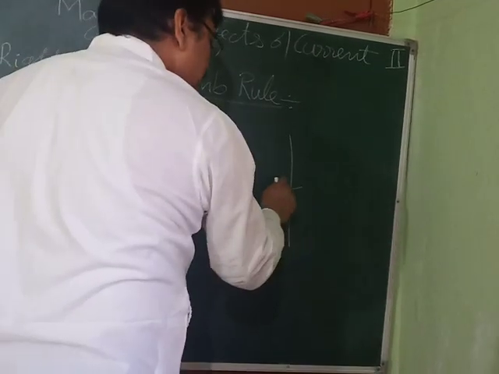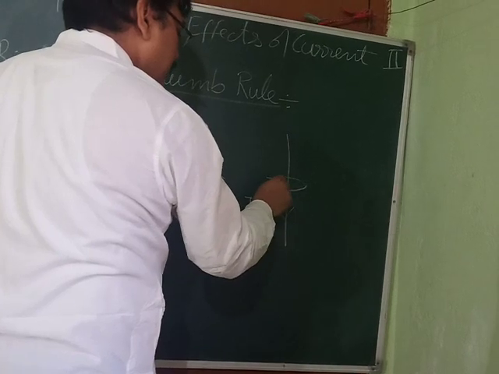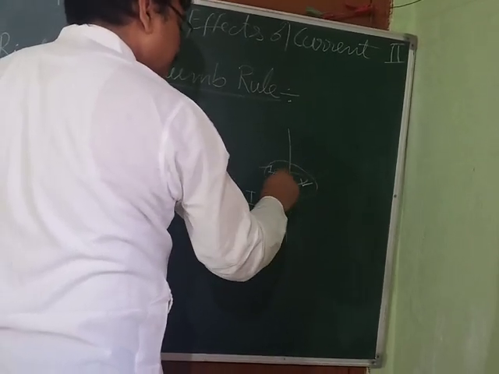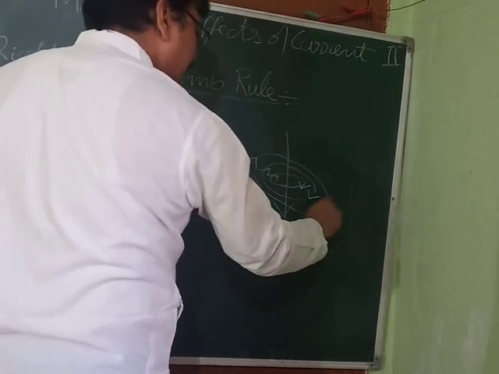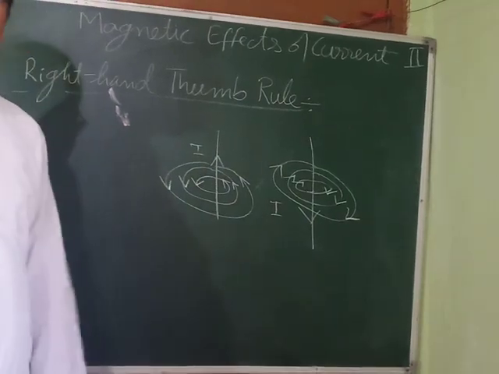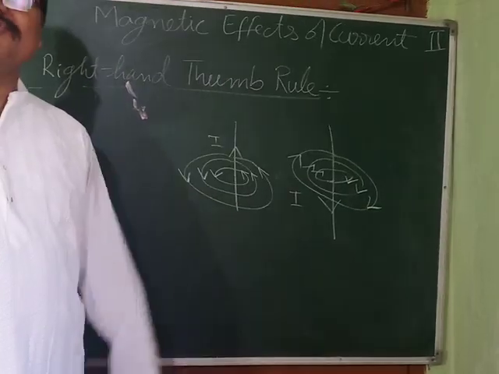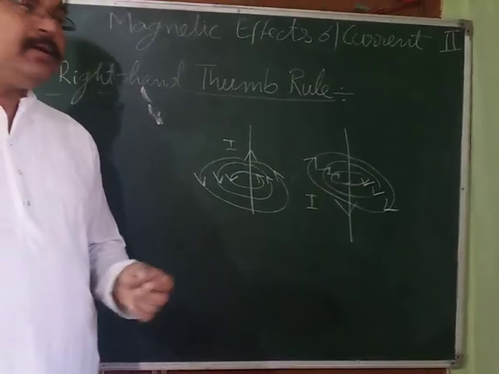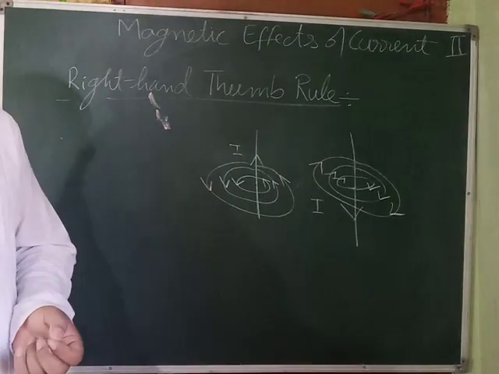So again it will be circular, but this time the direction of the arrow will change. It will go first in and then come out. It is going in and it is coming out. So I think you got the pattern of magnetic field lines in the case of a straight current carrying conductor. Okay, clear? That's how this right hand thumb rule helps us.